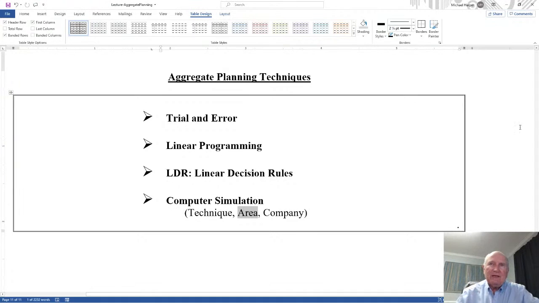The third area is the company. You have to understand the environment in which this solution is applied. And this is a true story. There was a company back east, and actually it was a linear program. They had an optimization. They solved this problem.